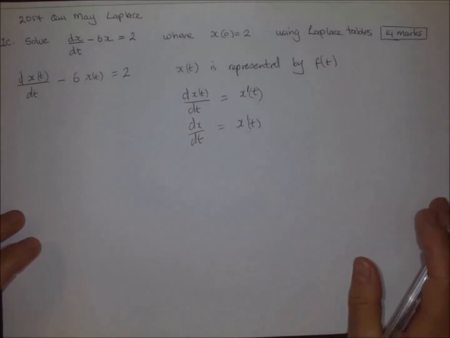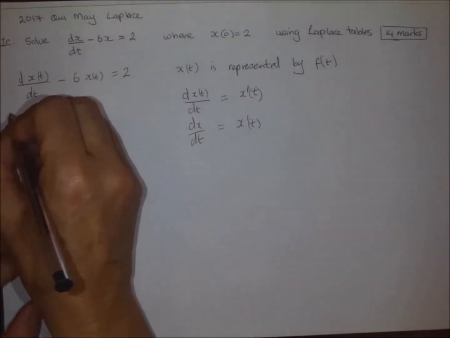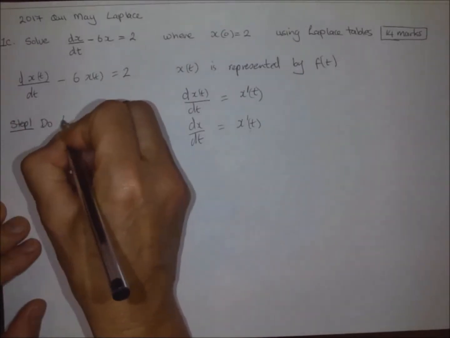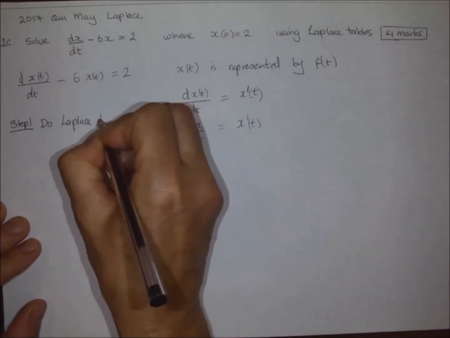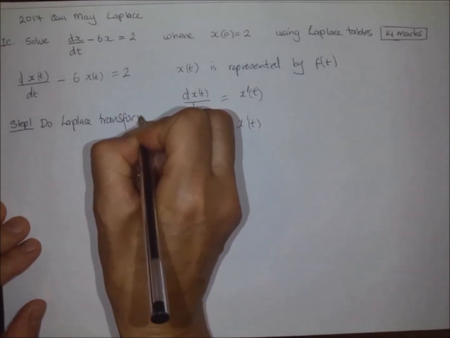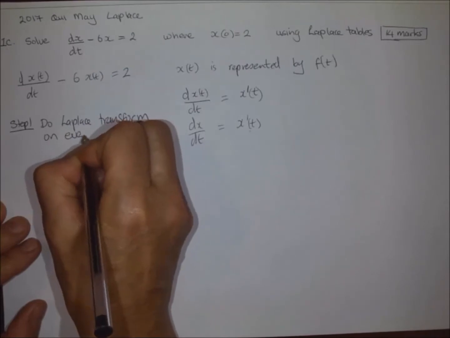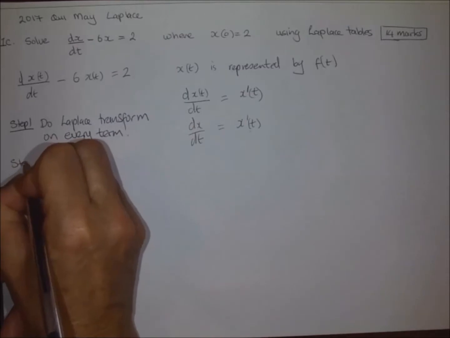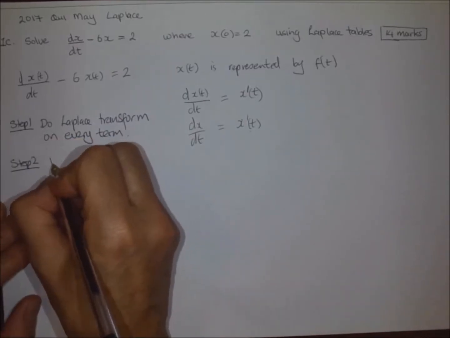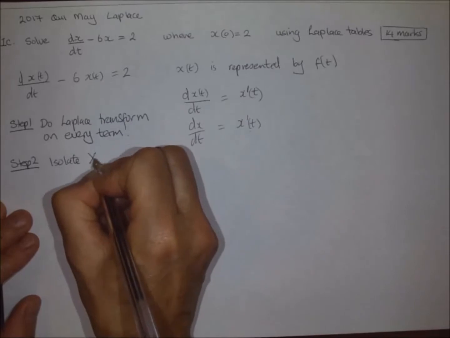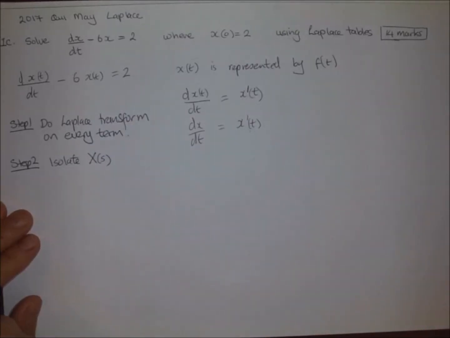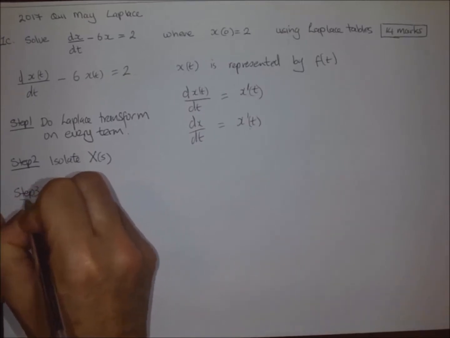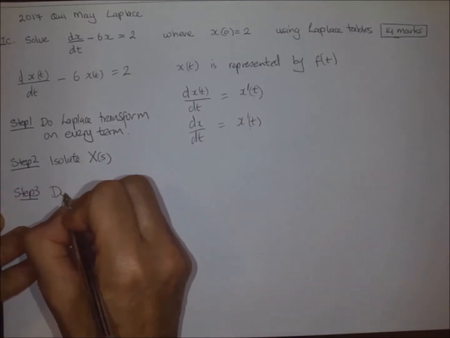So there are 3 steps to this question, a lot more in the third step though. Step 1 is do a Laplace transform on every term. Step 2, isolate x of s. Get x of s on its own. And step 3, do an inverse Laplace transform.